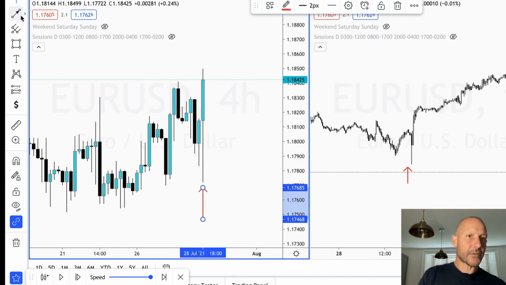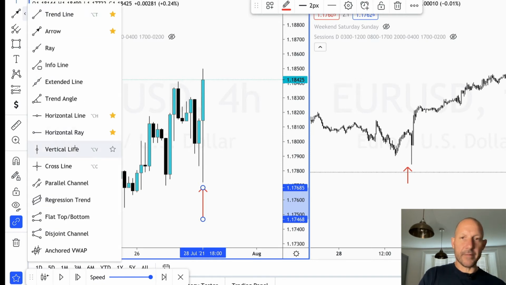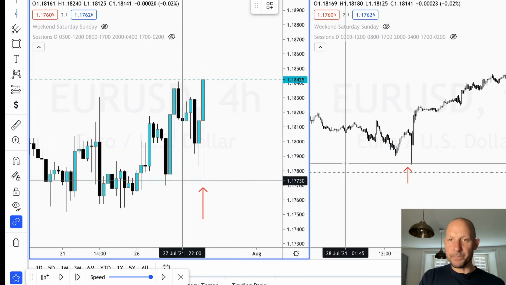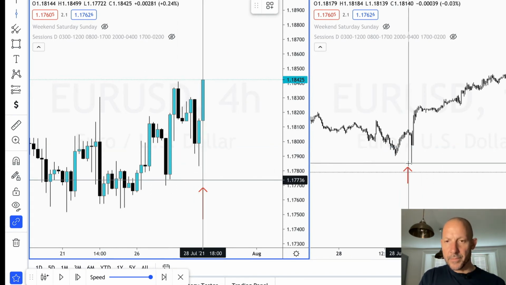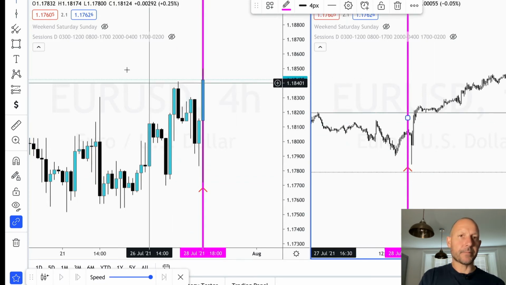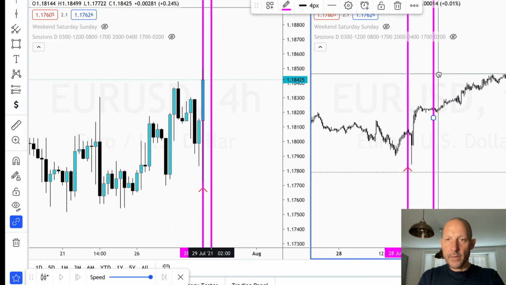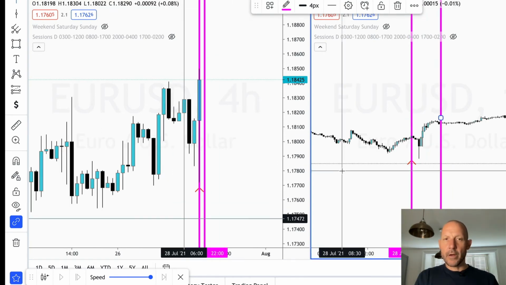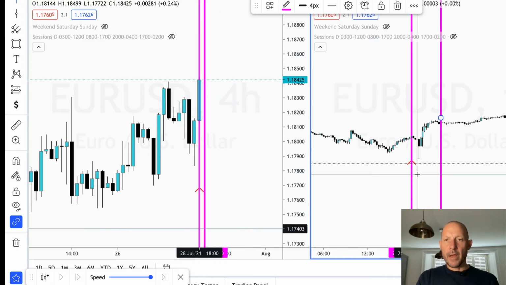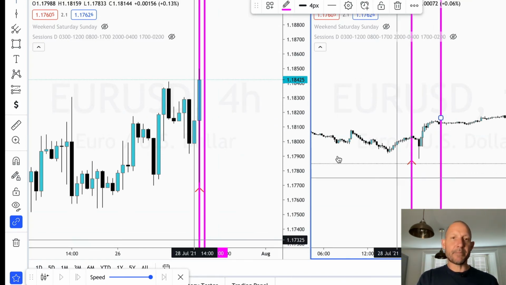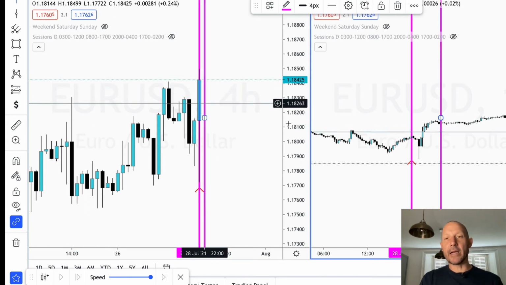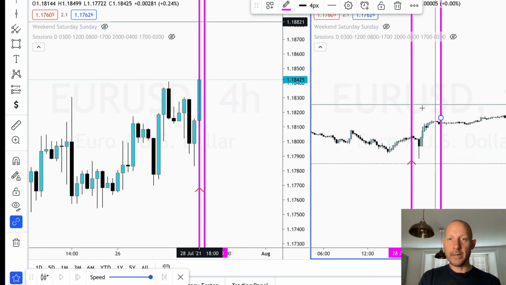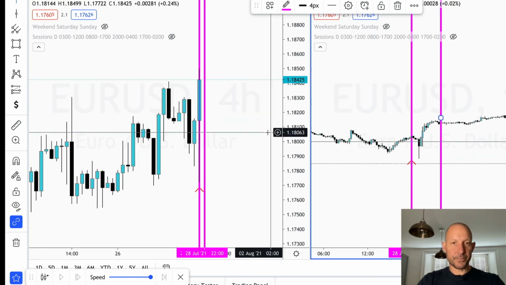So let's get a vertical line. This candle opens at 6 p.m. So we've got 6 p.m. is there. And we can set the close price as 10 p.m. Okay, so we've got the 4 hour candle here, and everything in between these two lines is basically what is represented on this 4 hour candle on the 15 minute time frame. So everything in between here makes up this 4 hour candle.